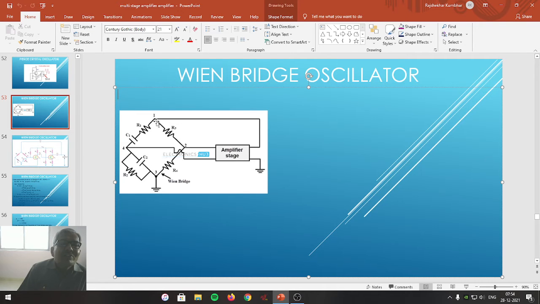Output of the bridge, look at here, here and here. The output of the bridge is going to act as input to the amplifier. The output of the amplifier is going to act as an input to the bridge.